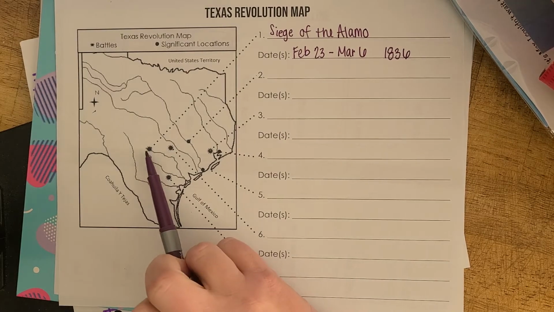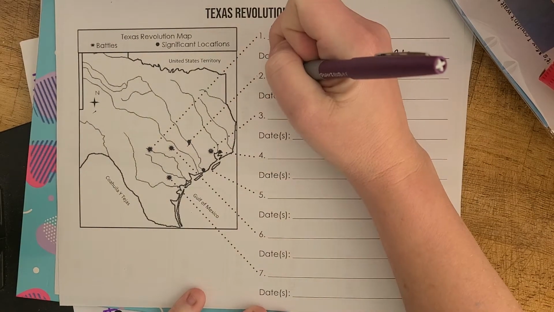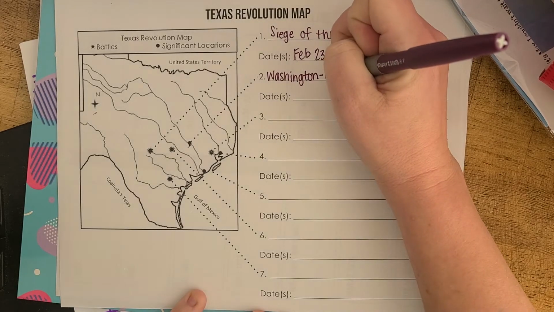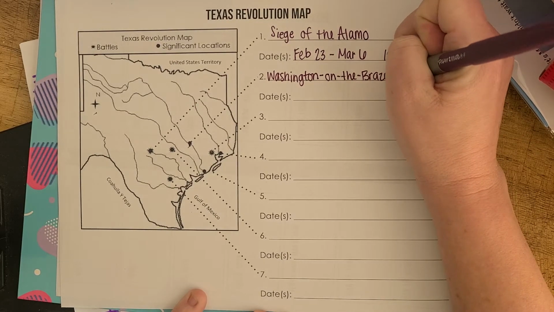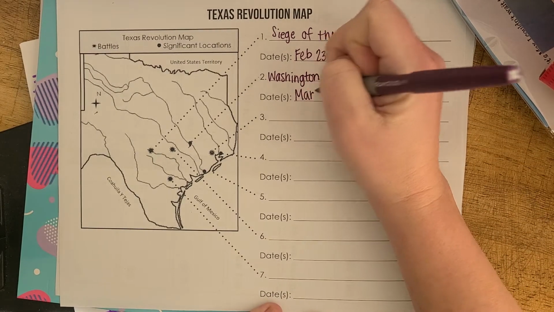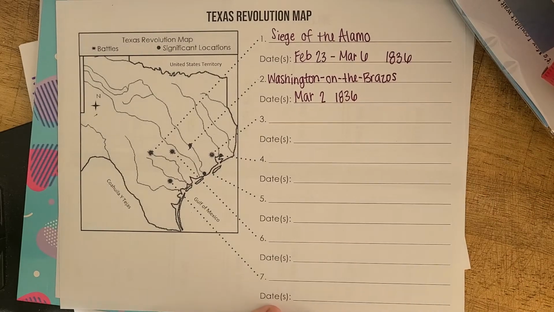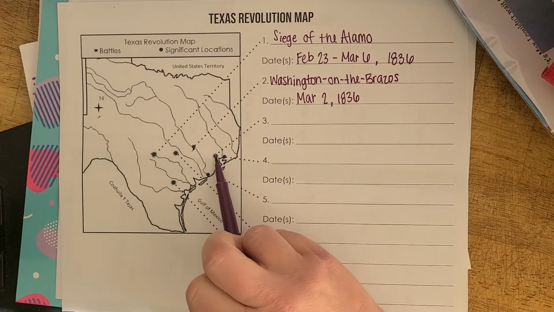Okay, so the first is the Siege of the Alamo, and then this little guy right here is number 2. That is the location of Washington on the Brazos. Now, this is the location of the Constitutional Convention of 1836, where George Childress chaired the meeting where the Declaration of Independence was written. And that meeting took place on March 2nd, 1836. Hey, for the sake of grammar, I think that we should add some commas here. Cool.